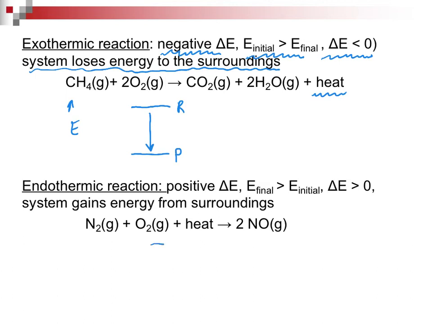What if I have an endothermic reaction? Well, in that case, my delta E is going to be positive. I would be drawing the arrow going in the up direction. I would say my energy final, which would be my products, is greater than my energy initial, which is my energy of reactants. I could also say all these things: E final greater than E initial, delta E greater than 0, or the system gains energy from the surroundings.